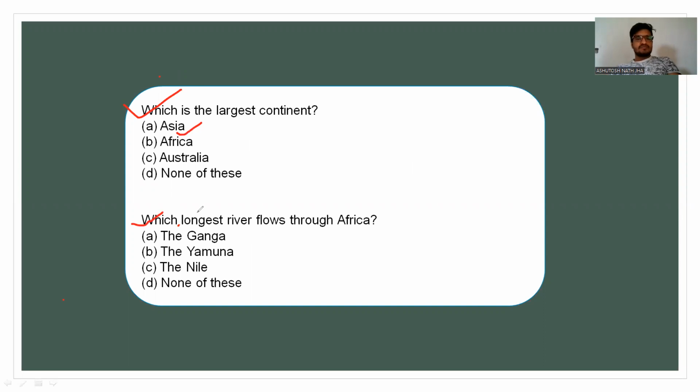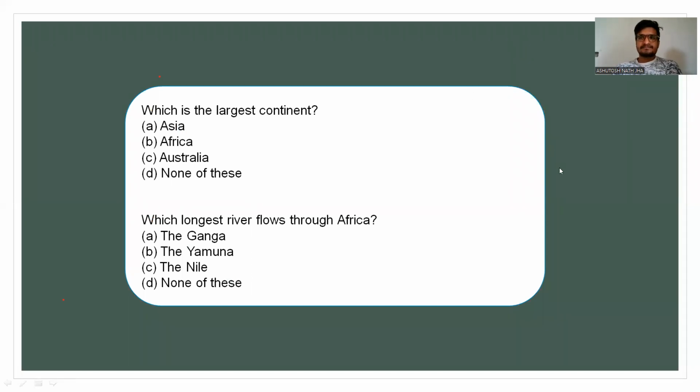And then the second question is, which longest river flows through Africa? Can we name it? Yes. So the options are the Ganga, the Yamuna, the Nile, none of these. Yes, very good. Third is the correct answer, the Nile. Very good. The Nile is the longest river that flows through Africa.